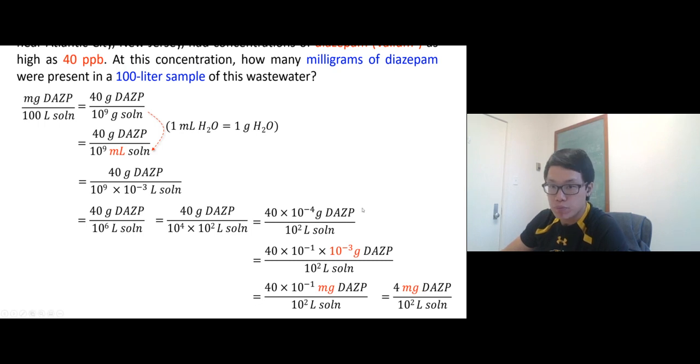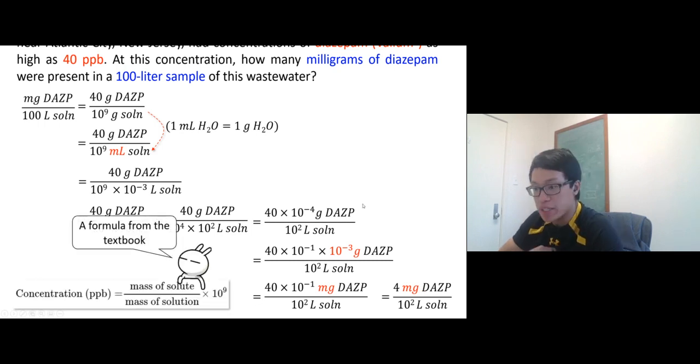There's a formula from the textbook: concentration in ppb is the mass of solute per mass of solution times 10 to the 9th. You can use that too, but again, there will be too many questions at the end, and I don't want to use it. So I just convert from one unit to another. That's all I do, and I don't have to memorize the formula at all. It's up to you. You can use a formula if that's your thing, but I prefer converting unit to unit, so I don't have to memorize. I hate memorizing.